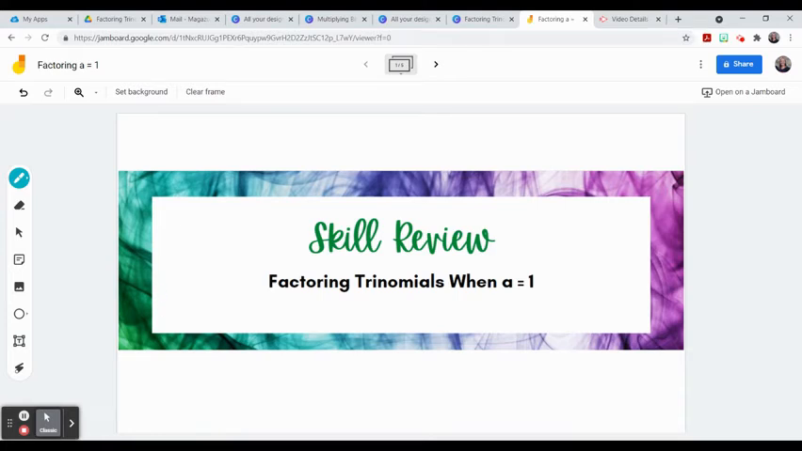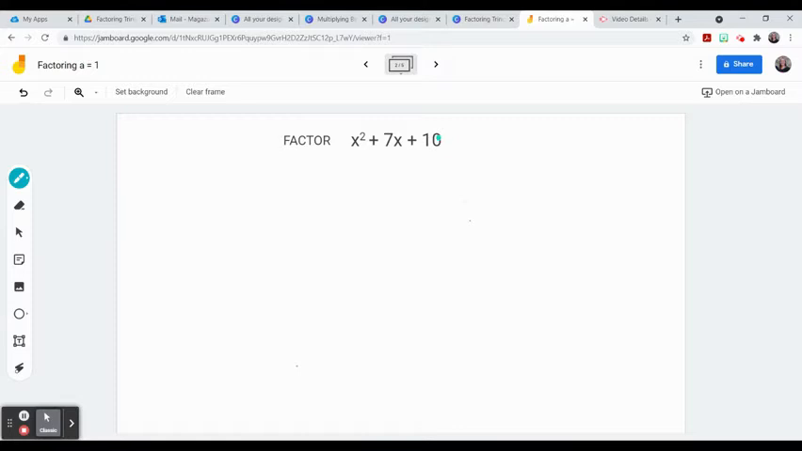Factoring trinomials when a equals 1. So what does that mean? You have a polynomial. It has 3 terms. That means it's a trinomial. If you want to factor it, you're saying what two binomials multiply together to get to this trinomial.